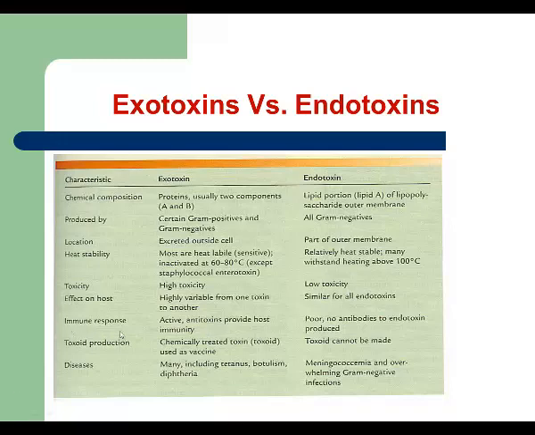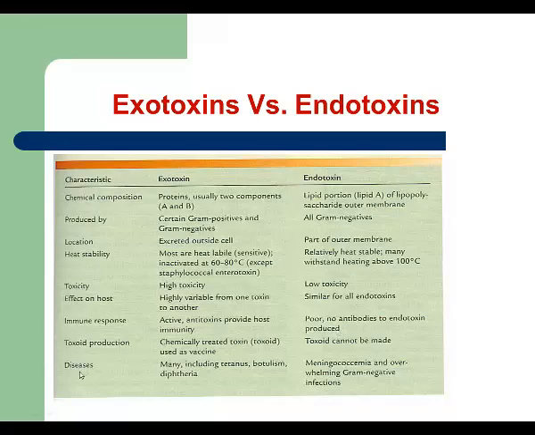Immune response, next characteristic. Because exotoxins are made of proteins, they will be recognized by our immune system as antigens, and it means exotoxins can stimulate our immune system to produce antibodies. How about endotoxins? Endotoxins are made of lipids. Please remember, lipids are not recognized by our immune system as antigens. So that means endotoxins cannot stimulate our immune system to produce antibodies.